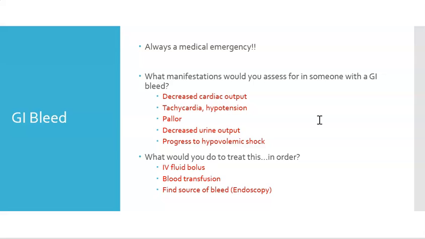So IV fluid bolus initially to help stabilize the blood pressure. They're probably going to need a transfusion based off the level of bleeding, and then find the source, whether that be an EGD or colonoscopy. So depending on where they think it is. And there's a whole lot of ways that you can determine where that's coming from. Just remember blood transfusion.